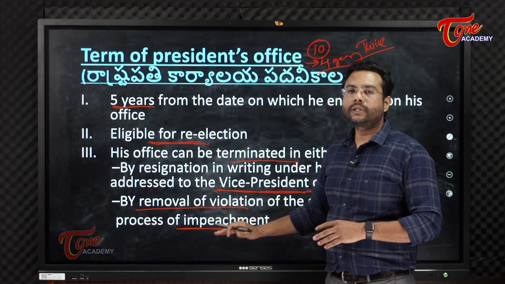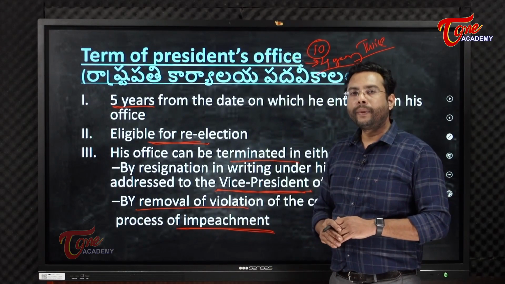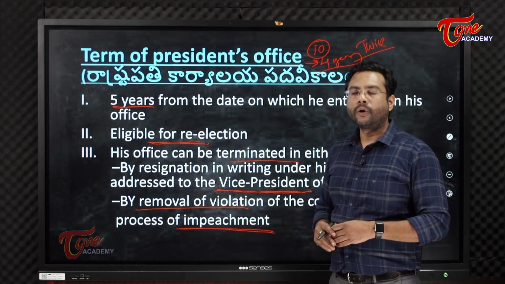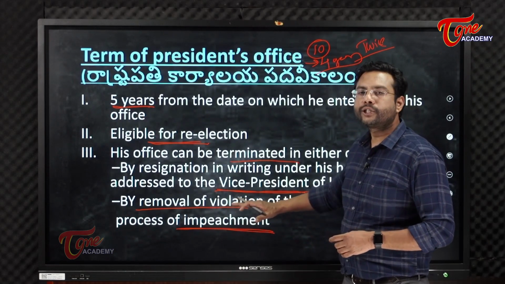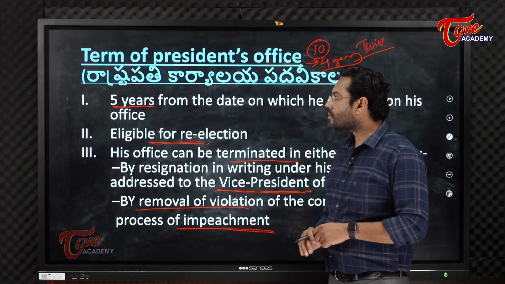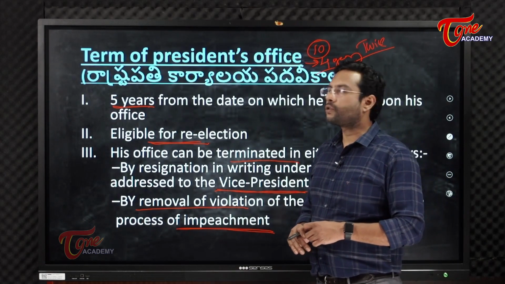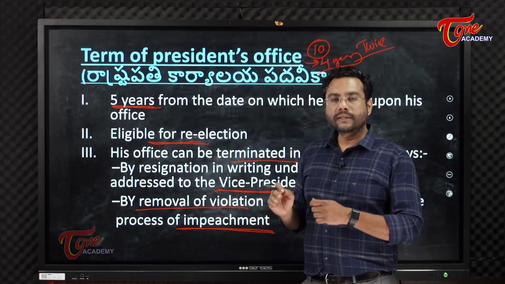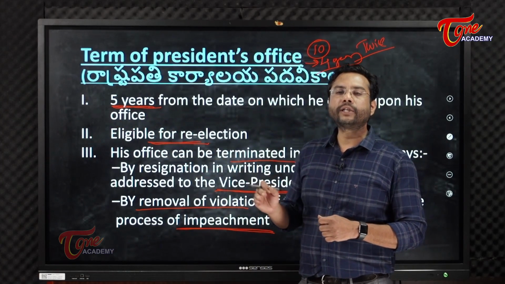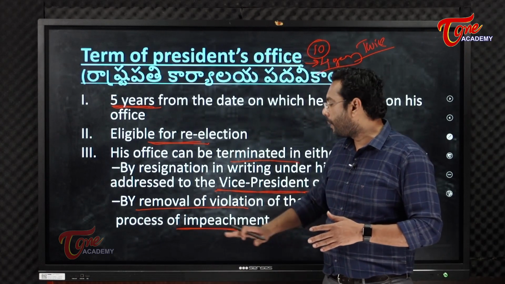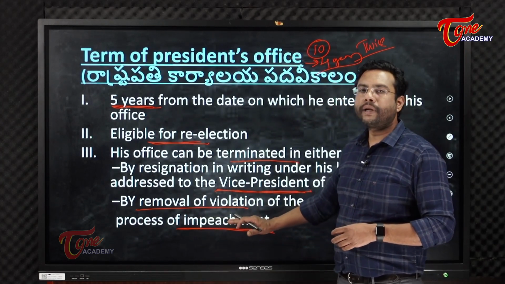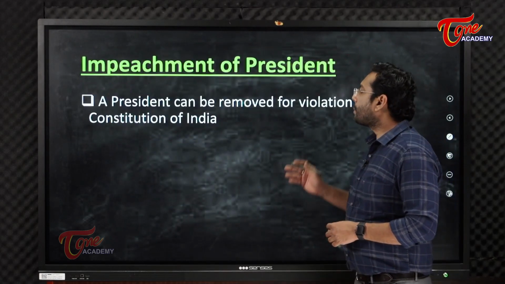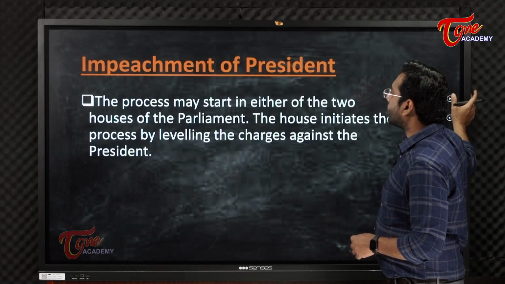Impeachment is a very complex process in the parliament. By this process, the president of India could be removed from his office before completing his term, on the ground of violation of the constitution. So though we say the term of the president's office is fixed for 5 years, in certain cases, if there is a violation of the constitution by the president, he could be impeached. This we haven't seen in our case.